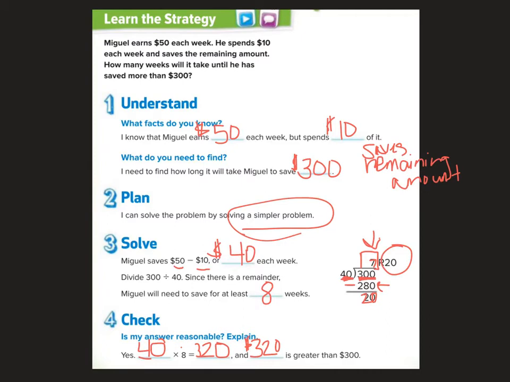Okay, now that's a lot of thinking there. A lot of times once we figured out our simpler problem, we're just going to divide. But we always need to be interpreting that remainder, especially when it's a word problem. We need to ask ourselves, what does that actually mean, 7 remainder 20? That 20 in this case means he did not save $300. He has $20 left to save, so we need to tack on another week. So instead of 7 weeks, he needs to do 8 weeks. Okay, let's try another one.